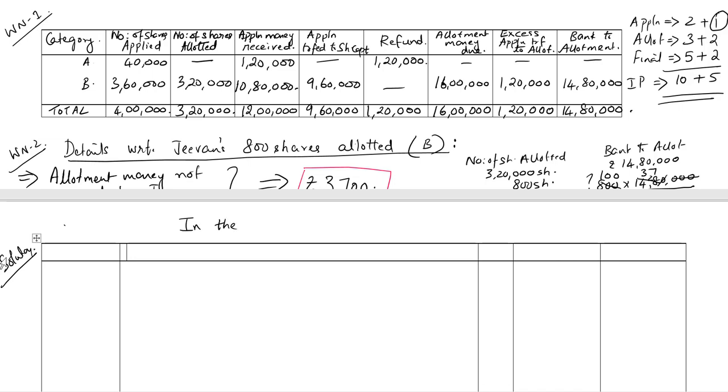In the books of SK Limited, journal. We have date or serial number, particulars, LF number, debit rupees and credit rupees.